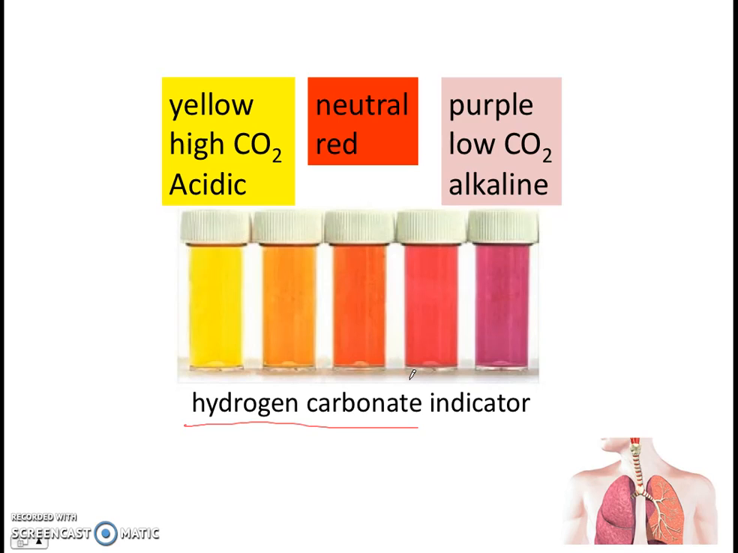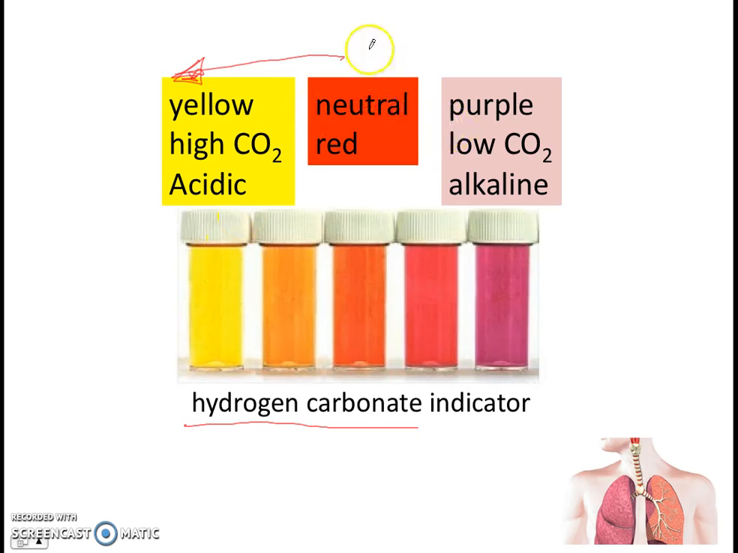Now hydrogen carbonate is interesting because it changes color as the concentration of carbon dioxide around it changes. At the normal atmospheric concentration of carbon dioxide, hydrogen carbonate is red in color. Hydrogen carbonate solution, red in color. Now as the carbon dioxide concentration increases from atmospheric levels, the hydrogen carbonate indicator changes from red to yellow. This is because at high CO2 levels, the solution becomes acidic.